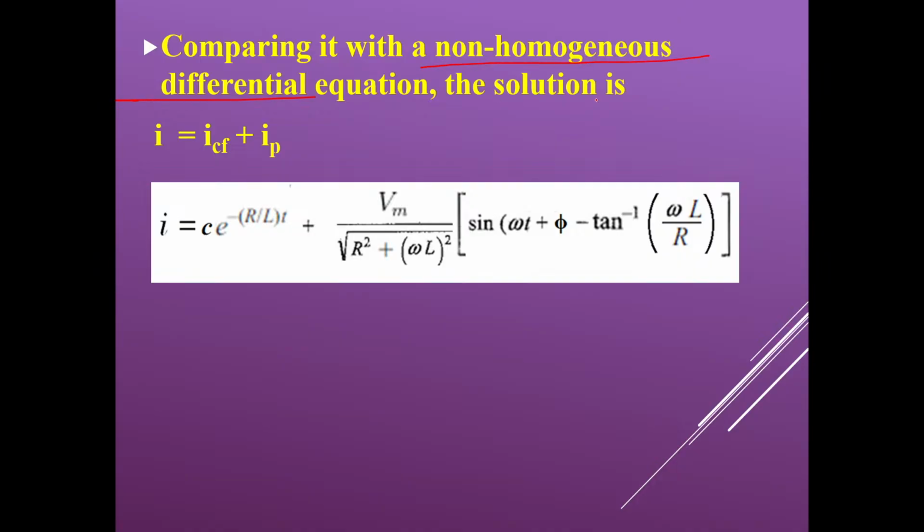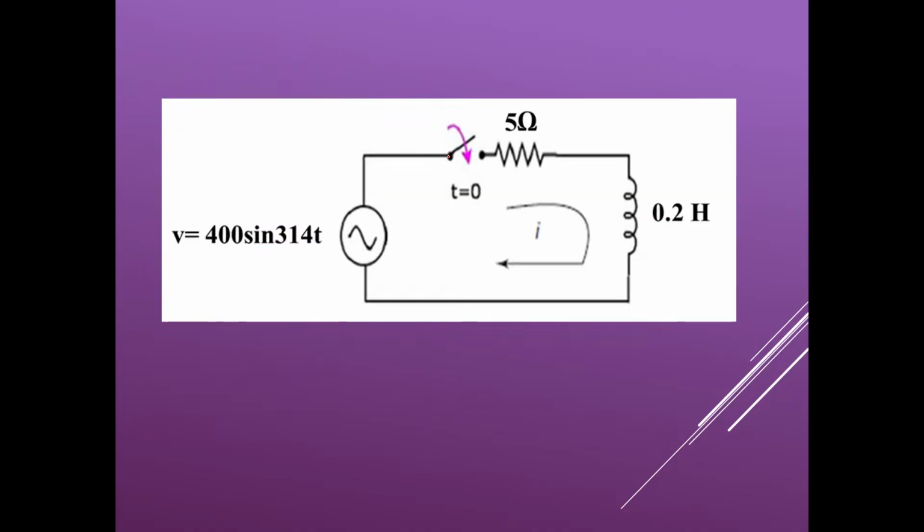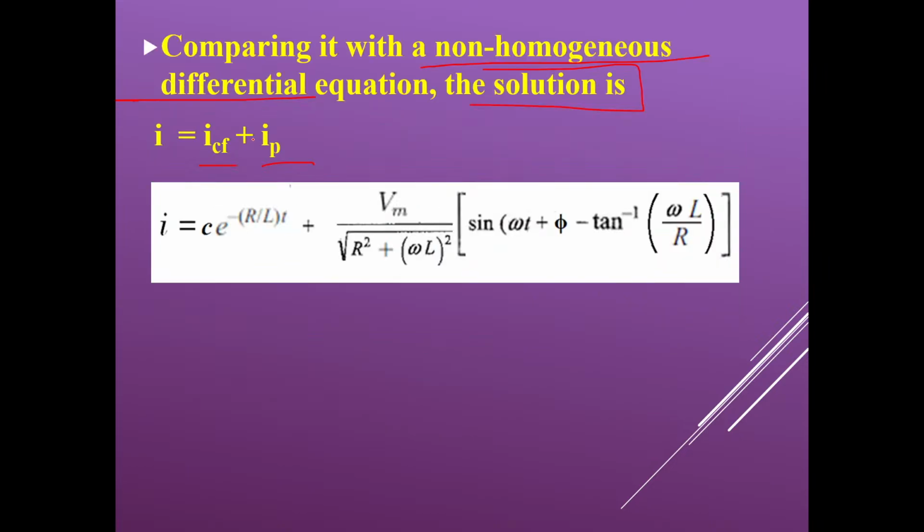Therefore, what is the solution for the non-homogeneous differential equation? It will have two parts, one complementary part and one particular solution. So i is equal to i of t. What did I write in the circuit? I have written i, so better to write i. So i is equal to i_CF plus i_P. Okay, i is equal to i_CF plus i_P.